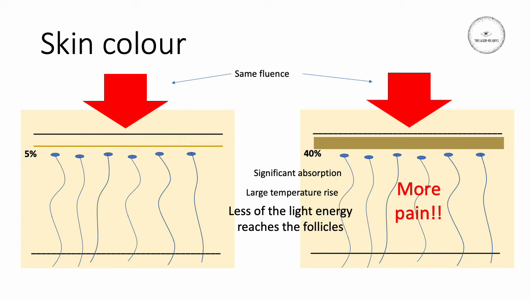These little blue squiggly lines here with the nice little ovals at the top, these represent the pain receptors, the thermal pain receptors in the skin. So you can see that on the left hand side, if the 5% epidermal concentration is a relatively low temperature, then the pain receptors aren't really going to trigger too much, whereas with the darker skin, with a 40% concentration, with the same fluence at the skin surface, you'll definitely get more pain, simply because there's a much greater temperature rise in the epidermis in the darker skin.